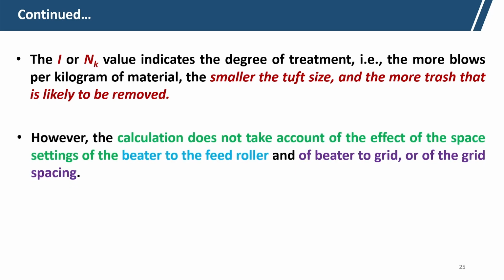However, the calculation does not take account of the space settings, how much setting there is between the beater and roller. This is the beater and here is the feed roller, where the fiber is coming in and gripped. Now, how much setting is there is not given in this relationship. And also the grid and grid spacing of the beater is not given.